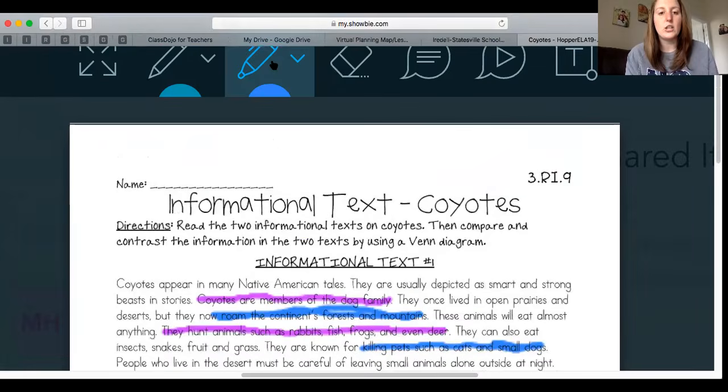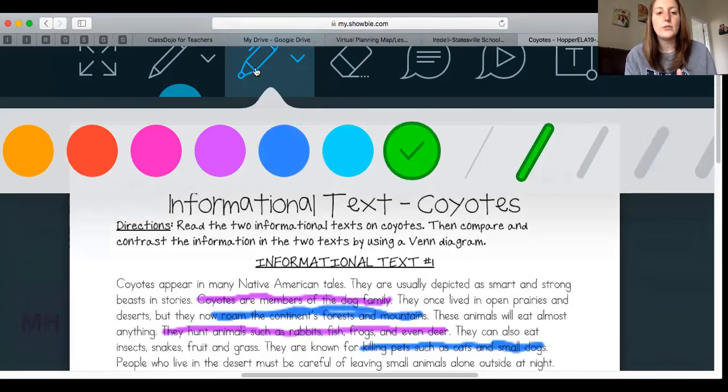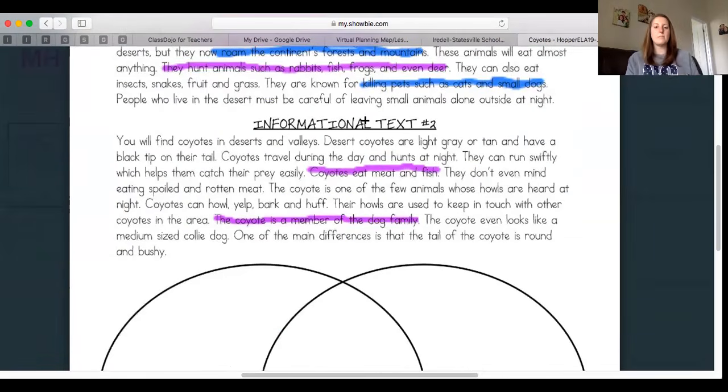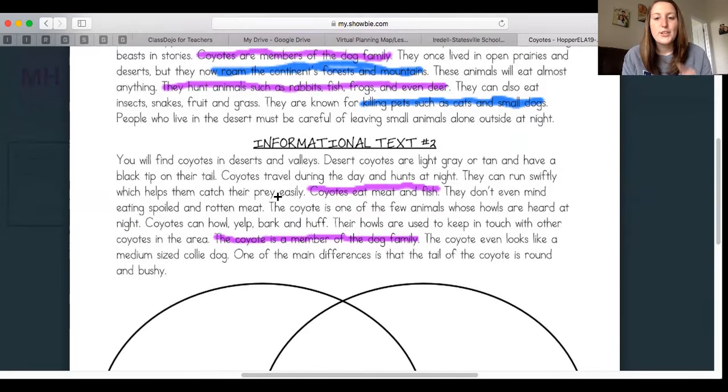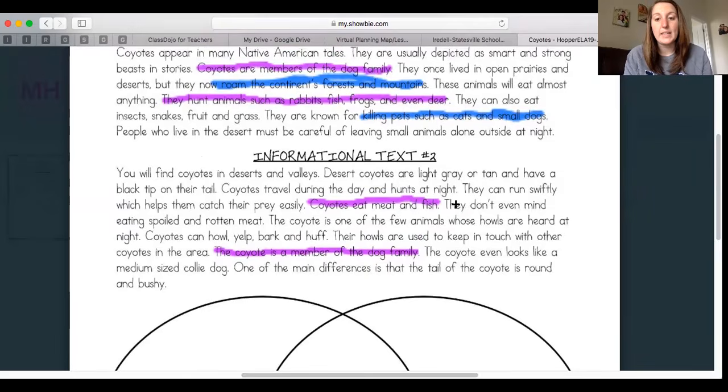Let me pick a different color, and I'm going to go to the second passage, and I want to find something that's not in the first passage. So, one thing it does say, it says that, look, they don't even mind eating spoiled or rotten meat. It didn't say anything about that in the beginning. It said that they eat meat, but it never said in the first passage that it could be rotten and they'd be fine with it.